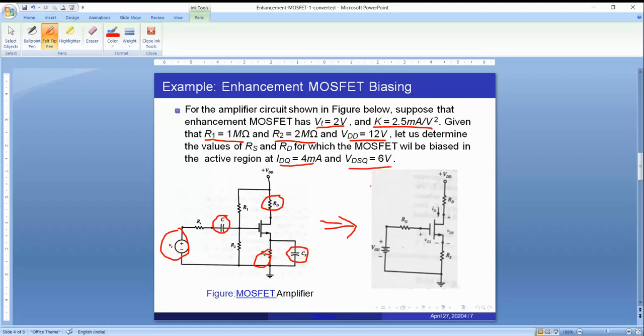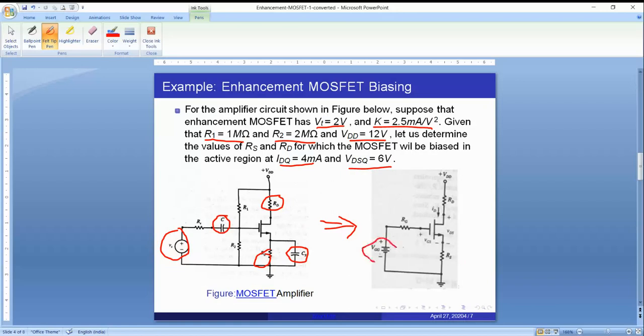Let us recall the condition for the enhancement MOSFET to be in the active region: VDS should be greater than VGS minus VT, not VP, and VGS should be greater than VT. These are the two conditions which we have to verify to find out whether the enhancement MOSFET is operating in the active region or not. So we have to redraw this circuit and obtain the DC equivalent circuit.